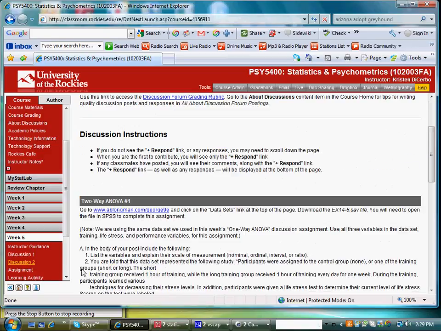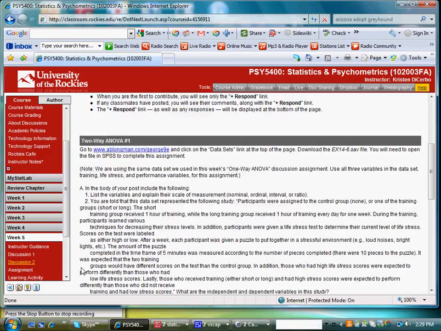For discussion 2, we're doing a 2-way ANOVA. So remember, when we had a one-way, it was because we had one independent variable. When we have a 2-way, it's because we have 2 independent variables. So in this case, we have not only their training, but also we have different stress levels. They were given a life stress test to determine their current level of stress, and that was either high or low. So we have two groups there, high stress and low stress.